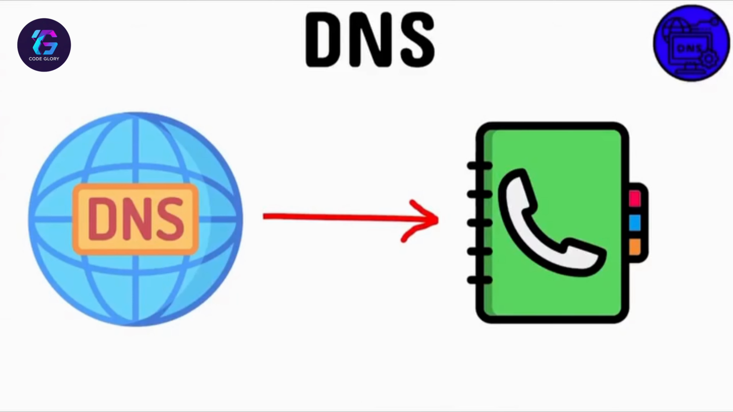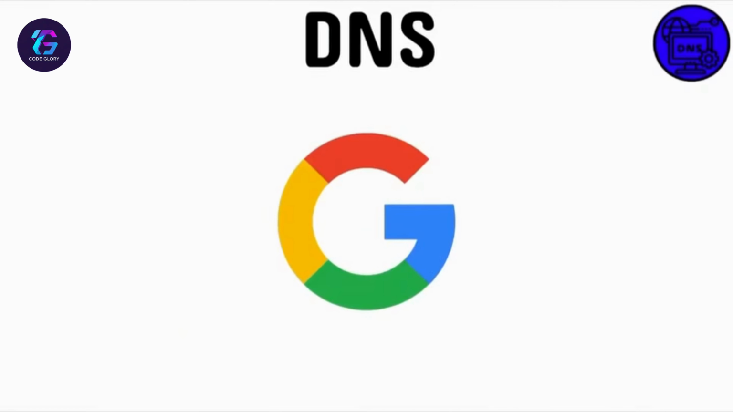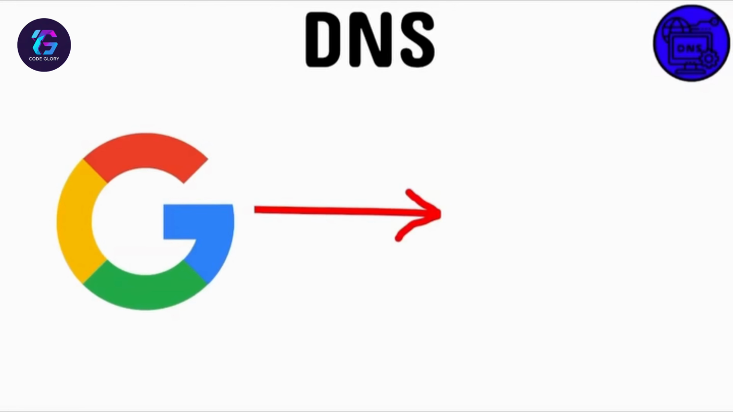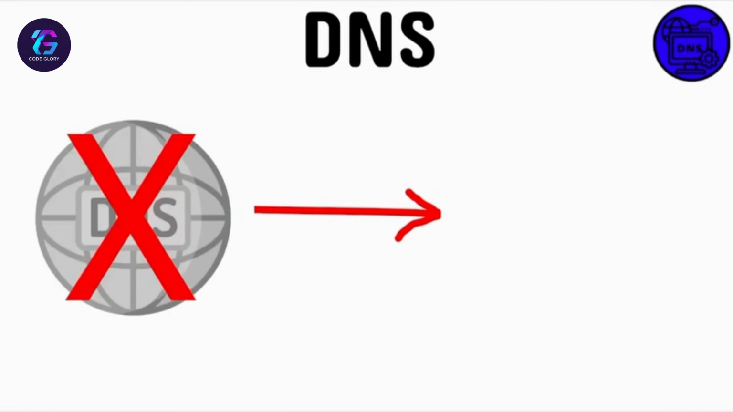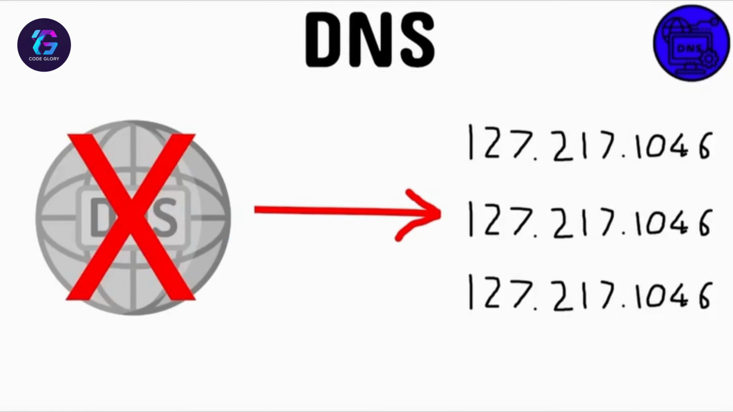DNS is like the internet's phone book. When you type a domain name like www.google.com into your browser, DNS translates that name into the corresponding IP address, like 172.217.14.6. Without DNS, you'd have to remember long numerical IP addresses for every site you visit, which would be tedious.